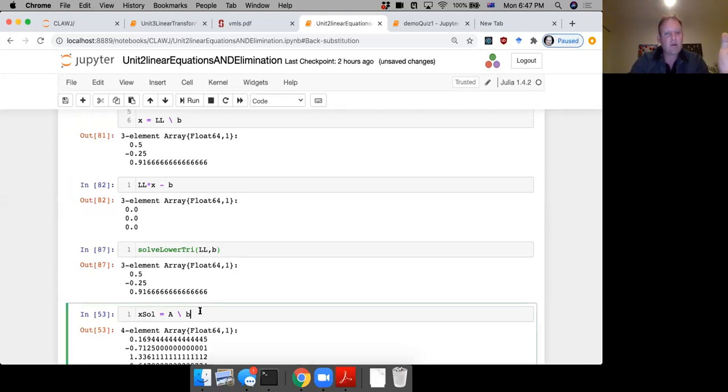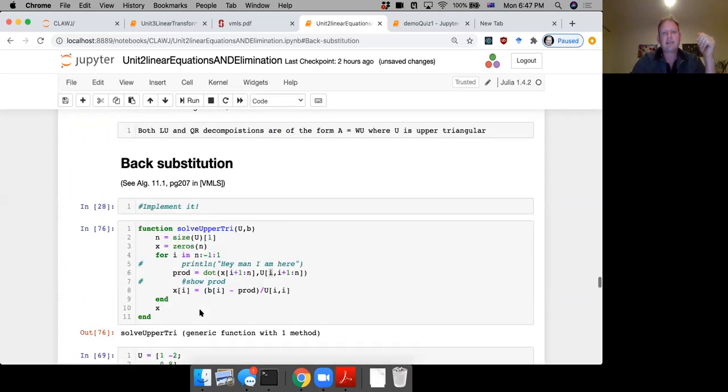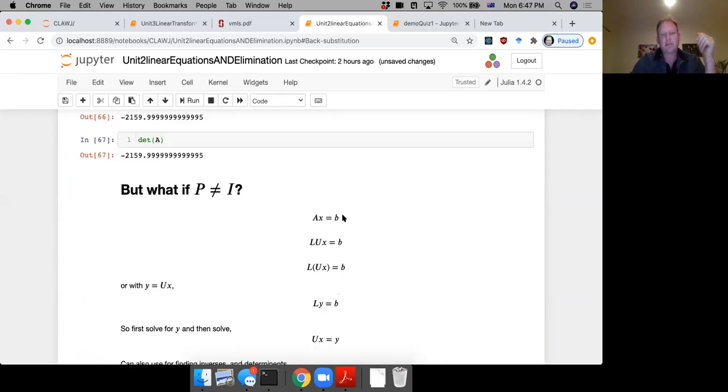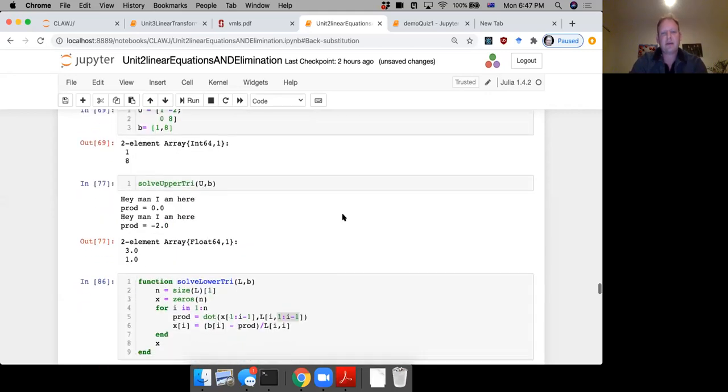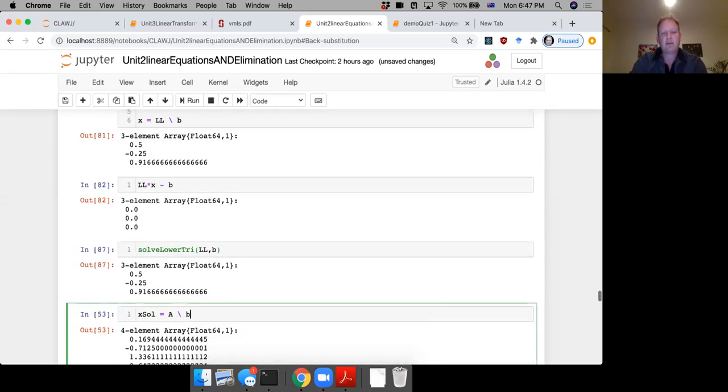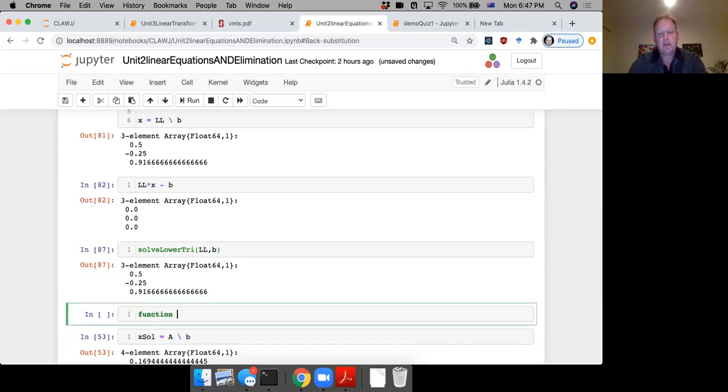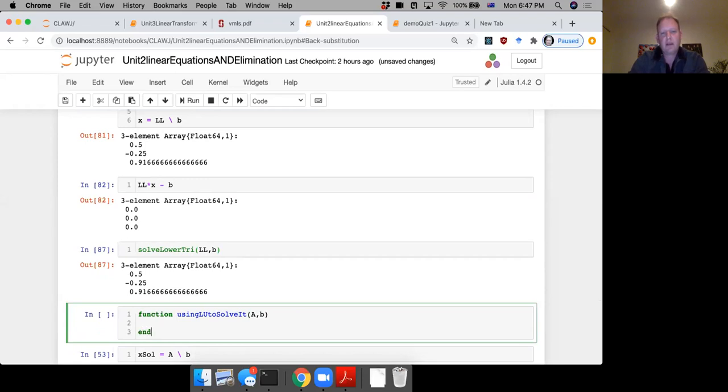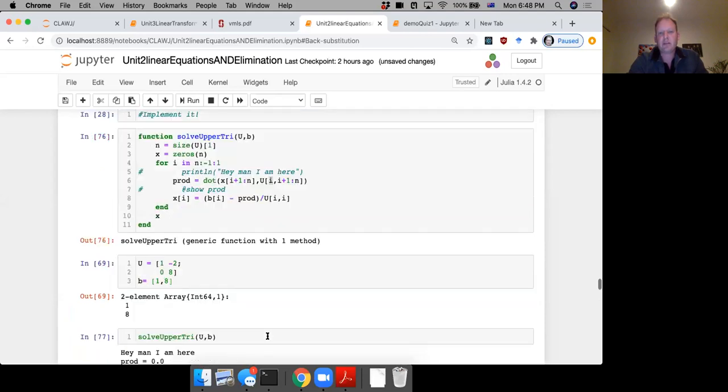Okay. So now we've got 3 minutes. We know how to solve a lower triangular system, and we know how to solve an upper triangular system. Let's get back to our LU, AX equals B. Let's write a function using LU to solve it, with inputs A and B. This function has a lot of assumptions. It assumes that A does not have permutations, etc. It's not a function you really need to use, but it shows you this whole scheme.